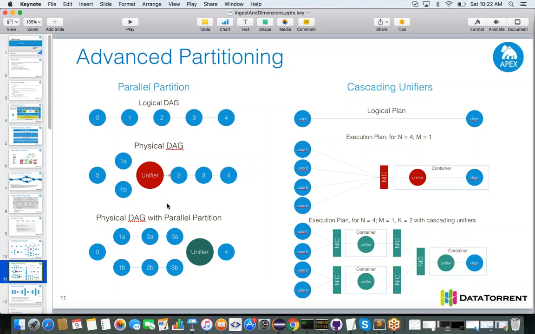The other way bottlenecks can happen, and how a unifier solves that problem, is showcased here. Let's say the logical plan has only two operators, one upstream, one downstream. And then my physical plan has four upstream operators, four partitions of the upstream operator.